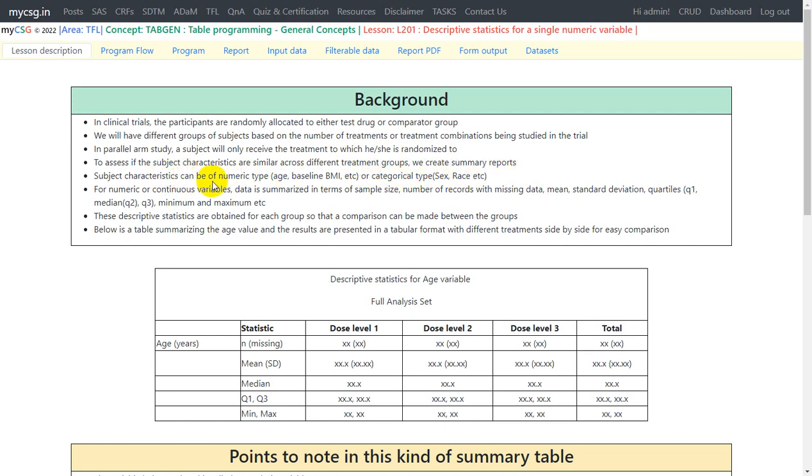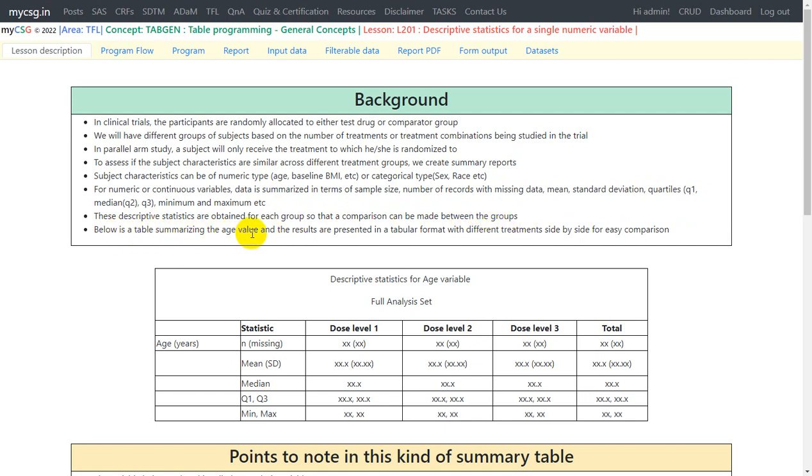Subject characteristics can be of numeric type, for example, age, baseline BMI, etc., or of categorical type, for example, sex, race, etc. For numeric or continuous variables, the data is summarized in terms of sample size, number of records with missing data, mean or average, standard deviation, quartiles that is Q1, Q2, Q3, minimum and maximum values seen in the data, etc. These descriptive statistics are obtained for each group so that a comparison can be made between the groups.